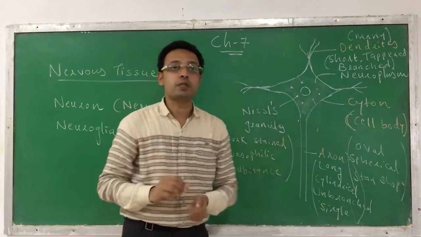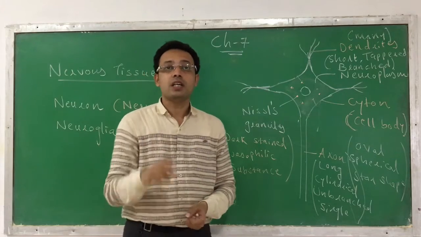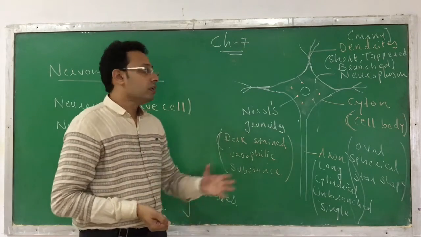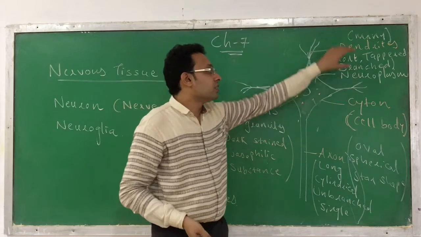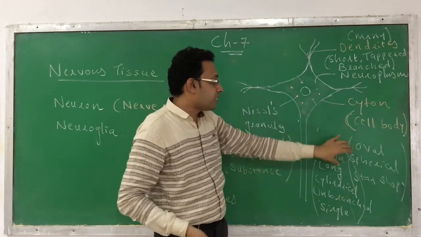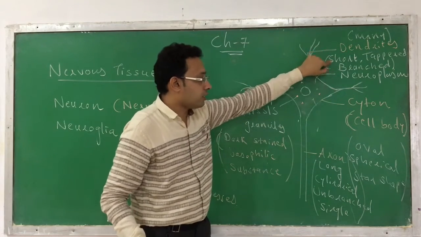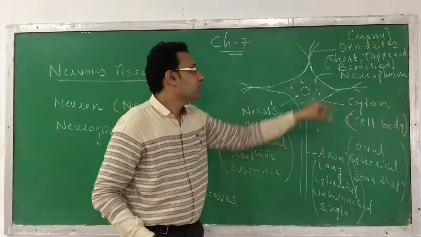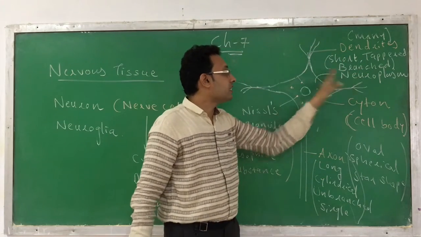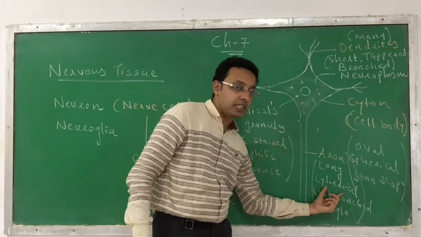So what is the difference between the two different kinds of processes that arise from the cell body, or the cyton? Two kinds of processes arise: dendrites and the axon. But the dendrites are short, the axon is long. Dendrites are tapered. Here you can see a narrow end, whereas the axon is cylindrical.